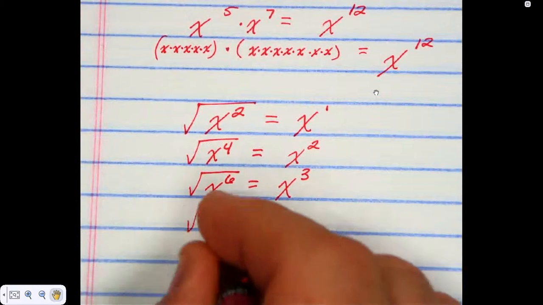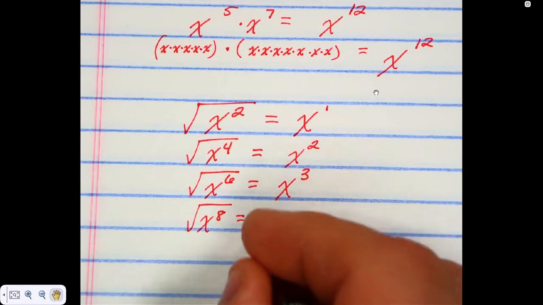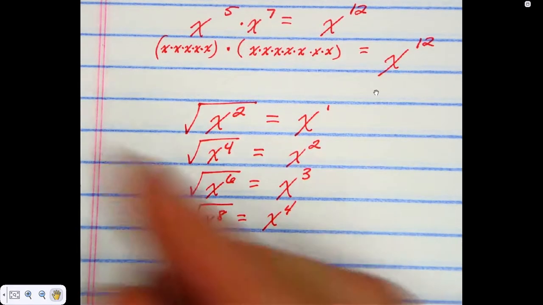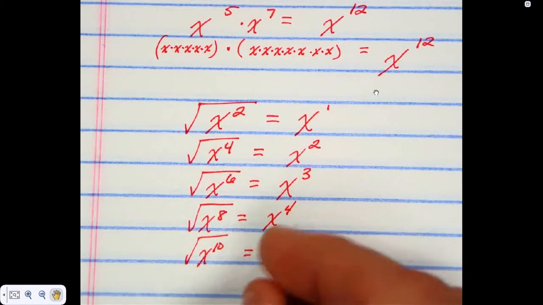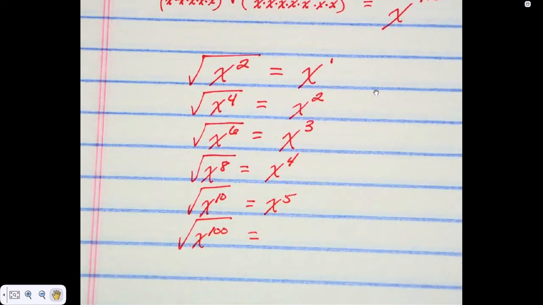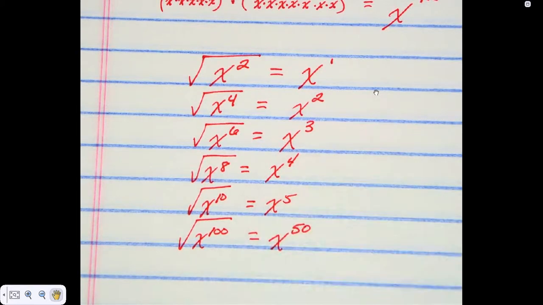What do you think the square root of x to the 8th is? X to the 4th power. Is there a pattern forming here? Square root of x to the 10th power. What do you think it is? What do you think the square root of x to the 100th power is? X to the what? 50th power. X to the 50th power.